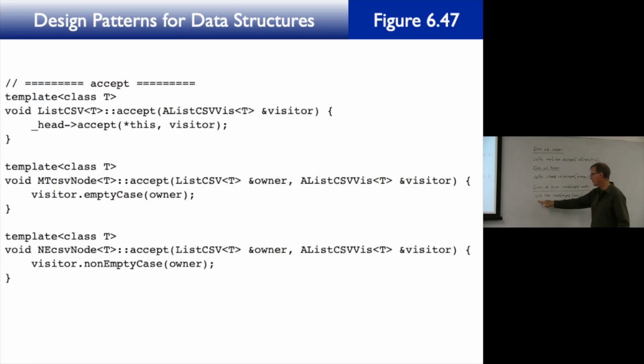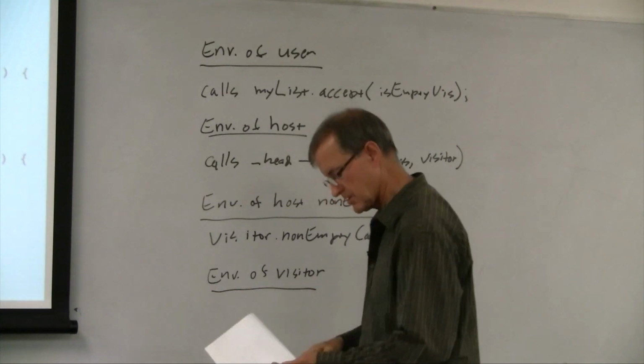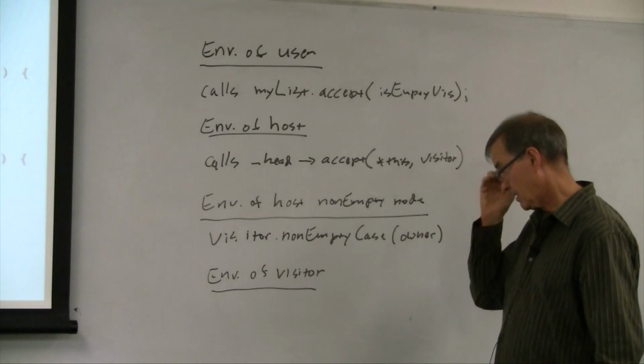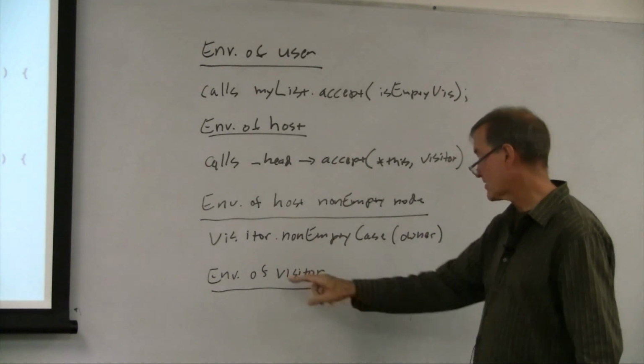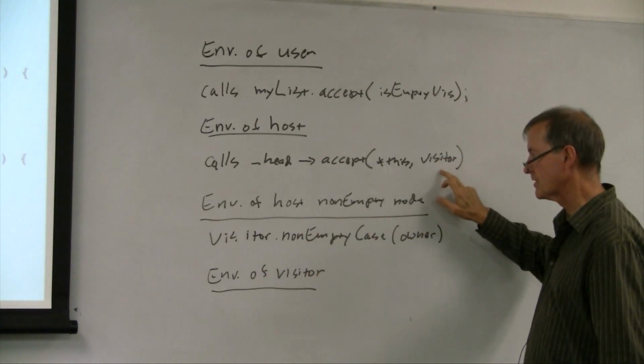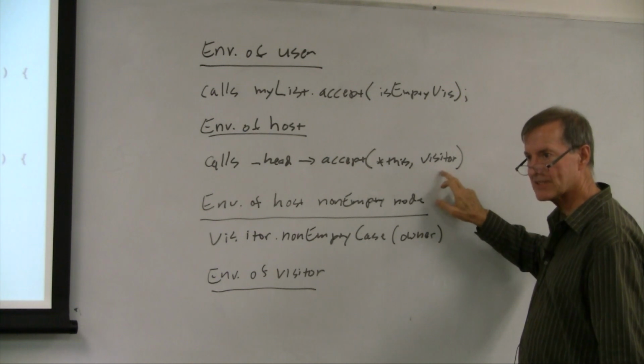Now he's calling visitor.nonempty. Now that puts us into what environment? Into the visitor. Yes, that puts us into the environment of the visitor. You see, that's this. So does everybody see how that sequence worked? And the thing of it is that this visitor got passed. Where did this visitor come from? That got passed as a parameter. You see? But the visitor itself has an environment.